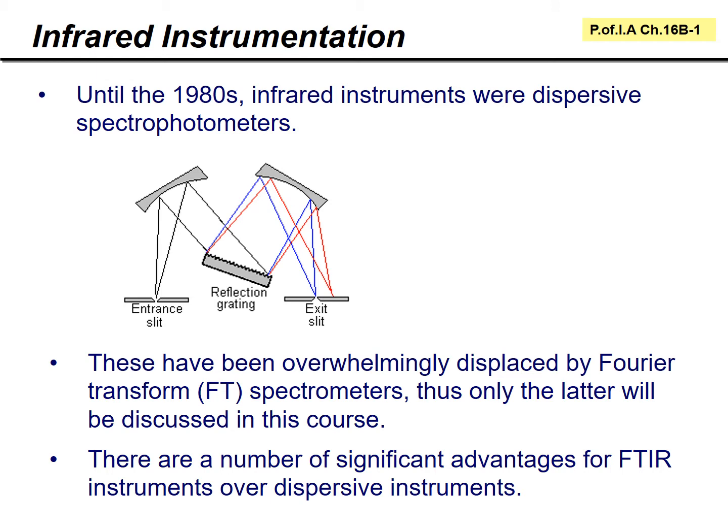So up until sort of the 1980s, most instruments were similar to UV vis instruments in that they used gratings and slits, like in the little diagram shown here. So light would be dispersed off a reflection grating and wavelengths selected by positioning a slit. These days, all infrared spectrometers are Fourier transform based, and they have a number of advantages over dispersive instruments, which we will quickly run through.